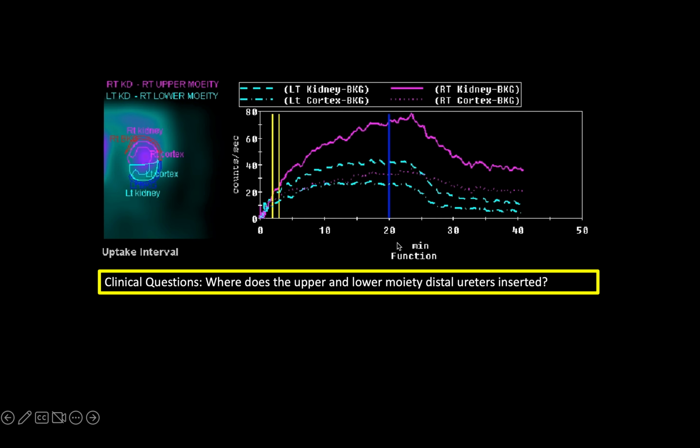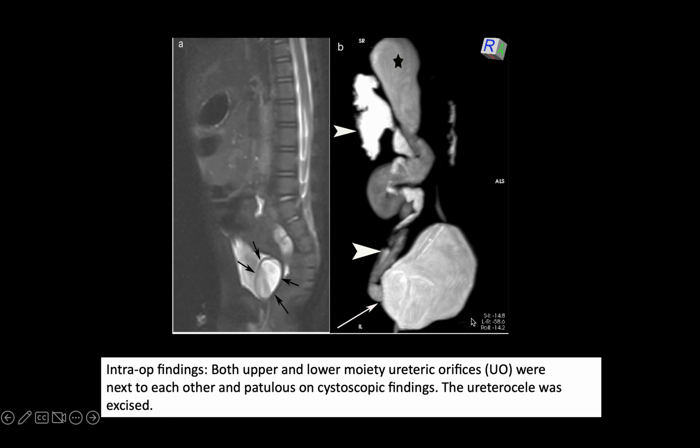And this is the MAG3. I think I can pass that because it doesn't actually show quite a significant obstruction, but we need to ascertain where the distal ureter is.